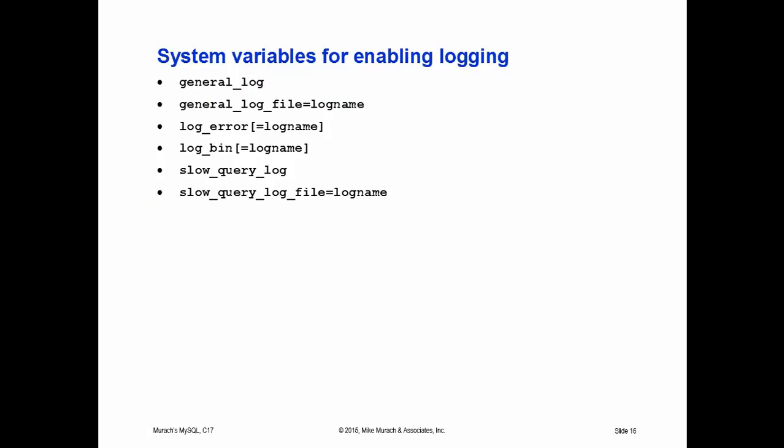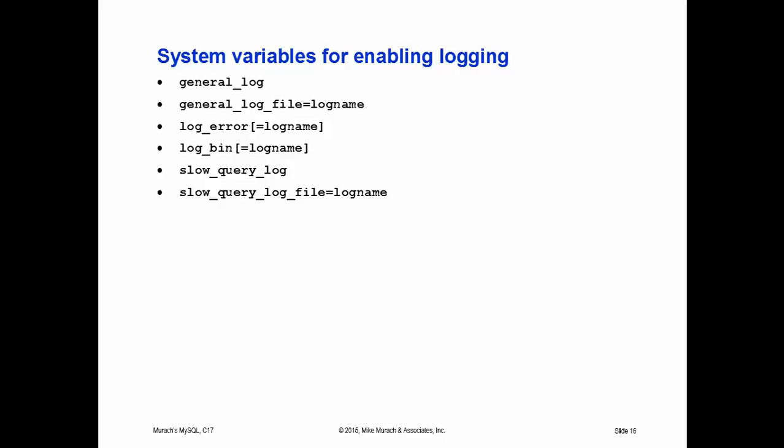More stuff from MySQL Workbench. System variables for enabling logging. This is on pages 480 and 481 in the text. The general log enables the general log with a default name of hostname.log. The general log file equal log name specifies the name of a general log file. The log error equal log name enables the error log. If you don't specify a name, MySQL uses a name of hostname.err.